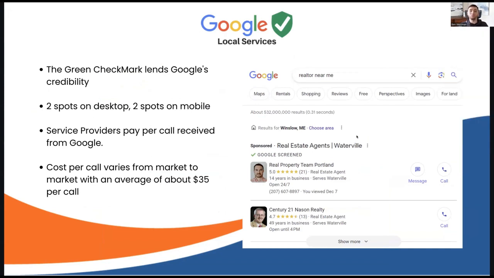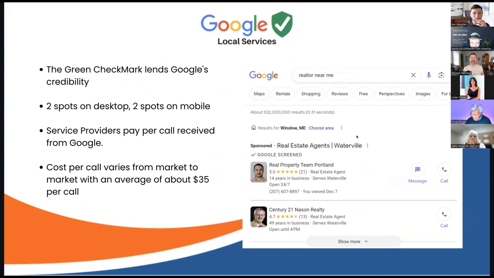Google is constantly iterating on it and trying new formats. So sometimes it's 3 across, sometimes it's 2 down like it is here. Sometimes it's 3 down. But I'm going to break it down for you what this platform is and what the different things mean. So first off, there's always a green check mark.